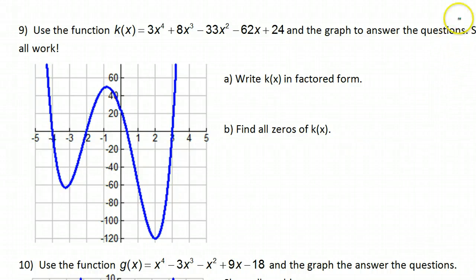Okay. Hold on, and let me get this over here. Yeah, show all work. What? Anyway, so how do I do this without the TI-30? Well, I'm going to use the graph, of course.